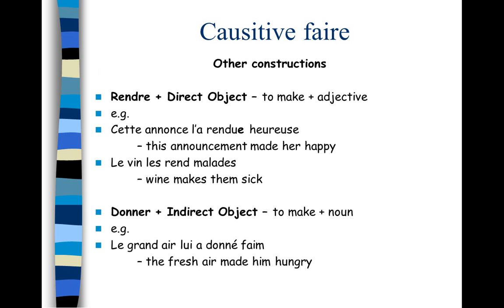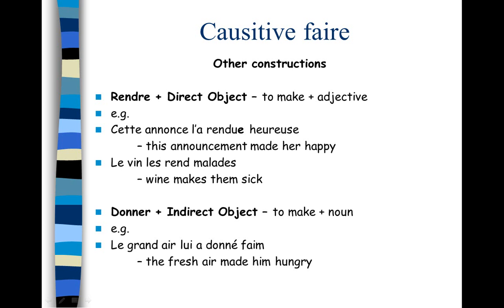Here are some other constructions. Rendre and a direct object means to make someone something, we've talked about this before. If you make someone do something, so if it's with a verb, then you're going to use faire. But if you make them an adjective, you render them something, then you're going to use rendre. Cette annonce l'a rendue heureuse. This announcement made her happy. Le vin les rend malades. Wine makes them sick. So that's something we've talked about before, about using rendre with an adjective.